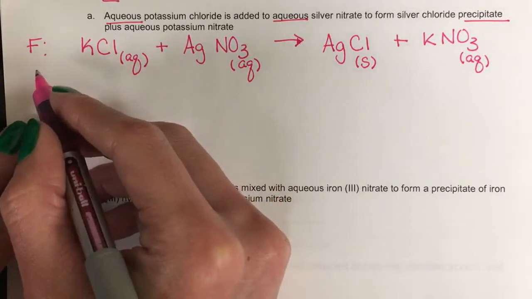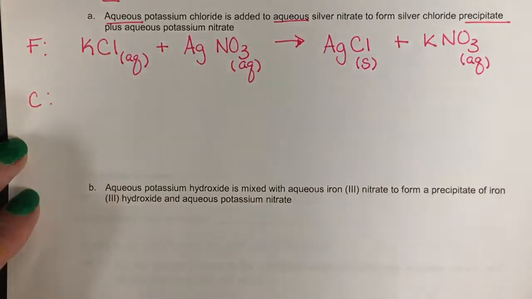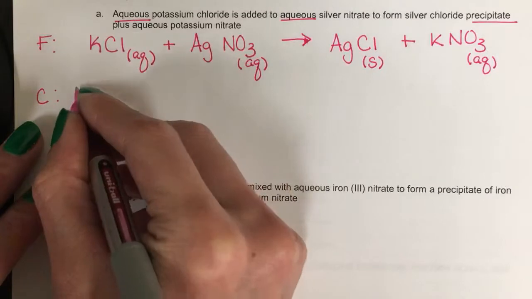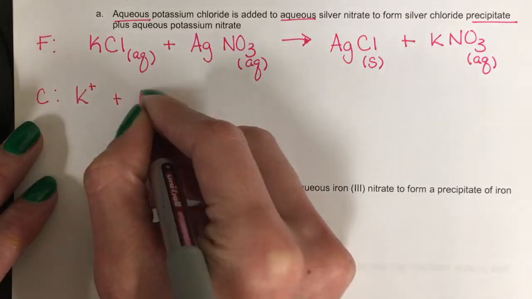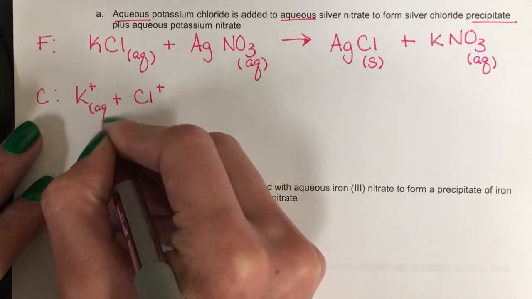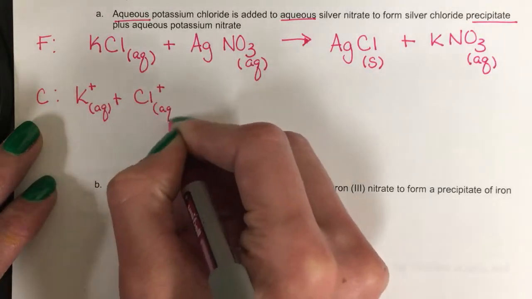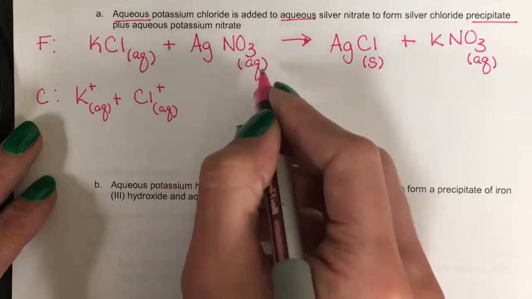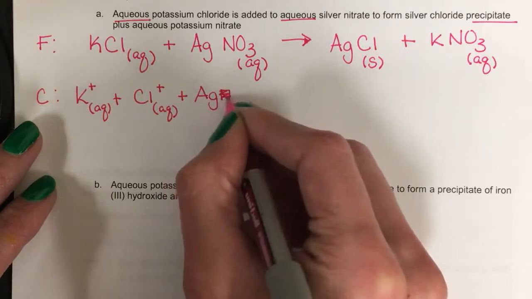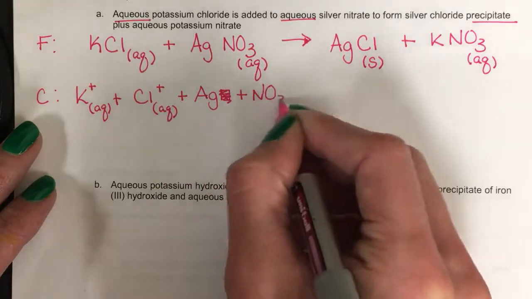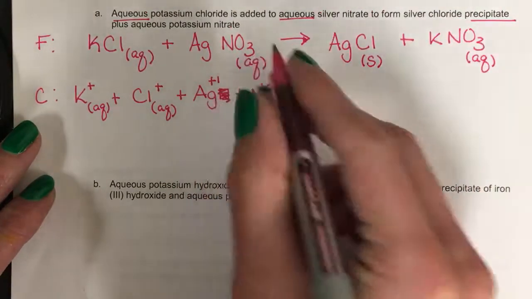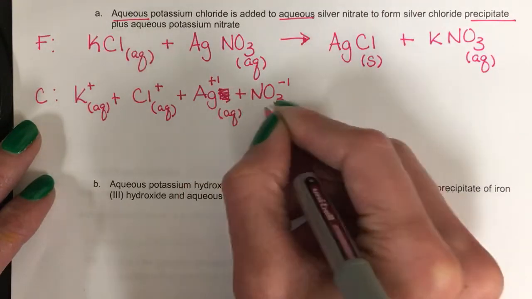So the formula has everything written out the way it would appear. The complete ionic equation, I'm going to label this C for complete. I need to break up anything that's aqueous. So KCl breaks into K and Cl. I'm keeping track of their charges. They're both aqueous. AgNO3 is aqueous, so I also break that apart. Again, Ag was a +1, NO3 is a -1. I keep track of charges. I keep track of states.